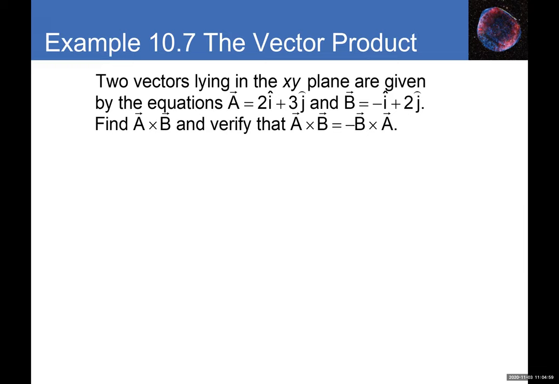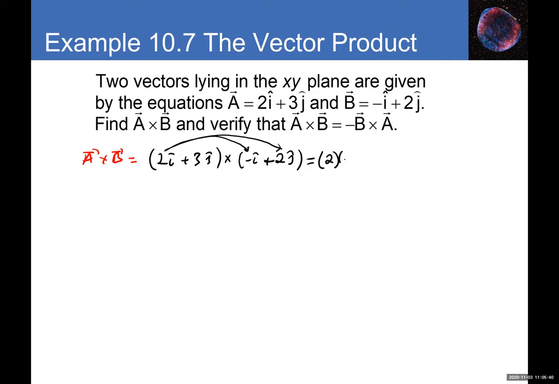Now I'm going to give you two ways of solving this. The first one is kind of what I just showed you. We do A cross B, so this will be 2i hat plus 3j hat cross negative i hat plus 2j hat. We just do a little bit of algebra: 2i hat times negative i hat, then 2i hat times 2j hat, and things like that.